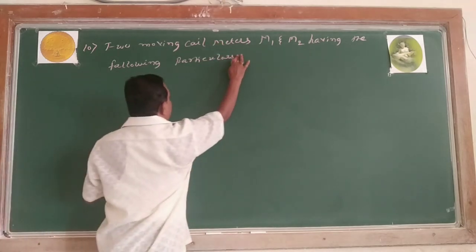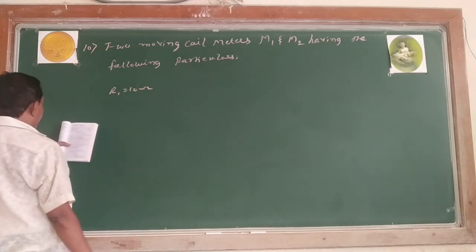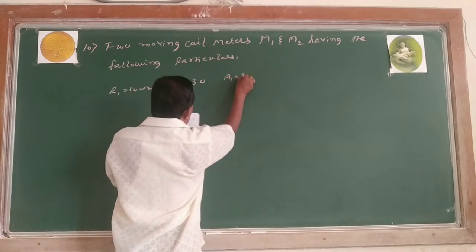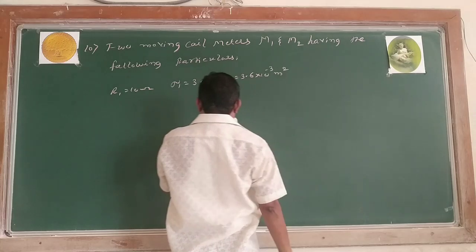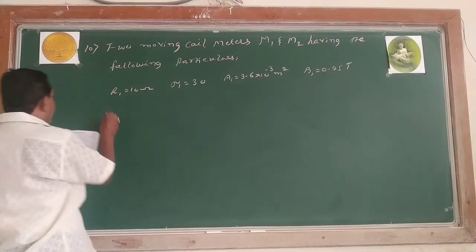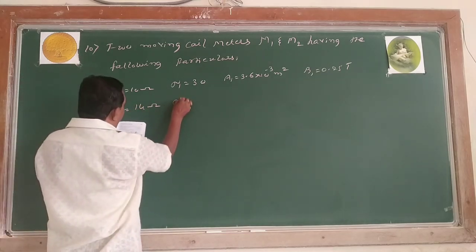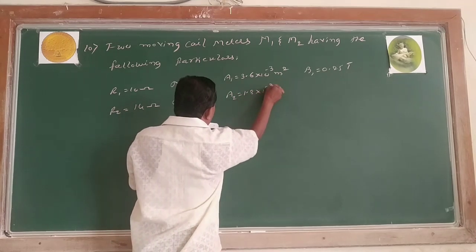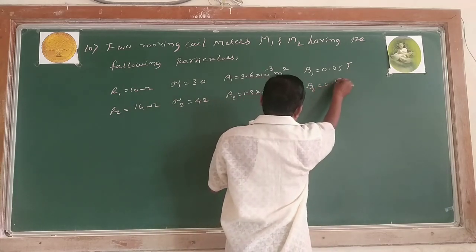What are the things he has given? R1 is 10 ohm, N1 is 30, A1 is 3.6 into 10 to the power of minus 3 meter square, B1 is 0.25 Tesla. Also R2 is 14 ohm, N2 is 42, A2 is 1.8 into 10 to the power of minus 3 meter square, and B2 is 0.50 Tesla.